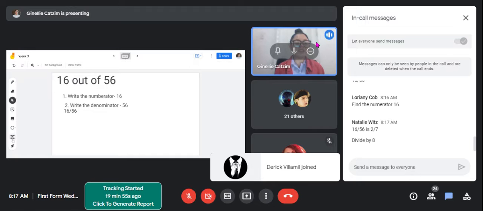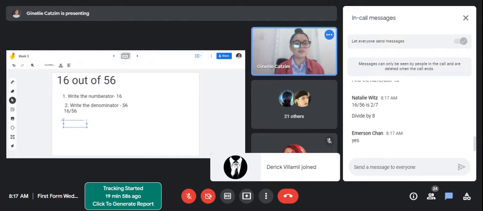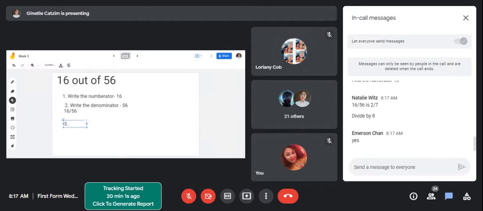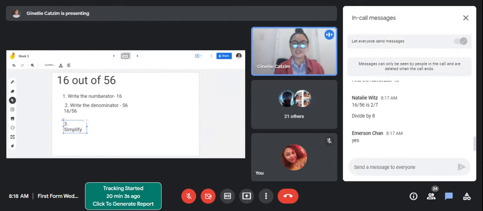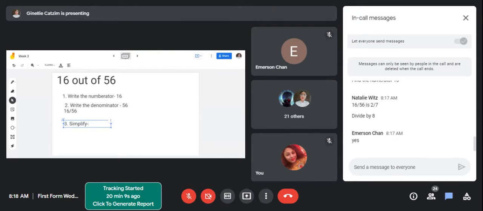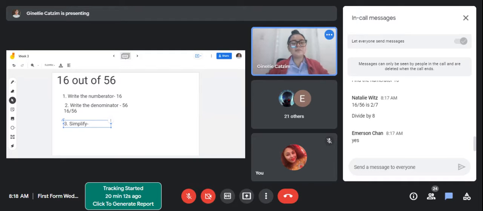Can we simplify this fraction? Yes, miss. How will it be simplified? What is the highest common factor of the two of them? 8. Who was that, Ernest? Who agrees that the common factor is 8? Eight says Loriani, okay. 8. So what does it simplify to?